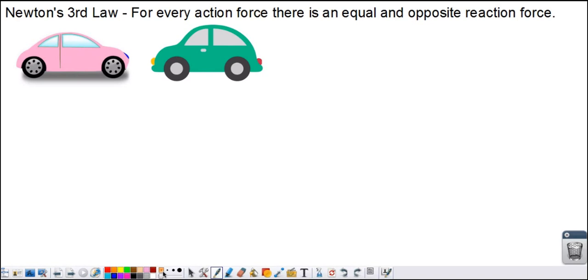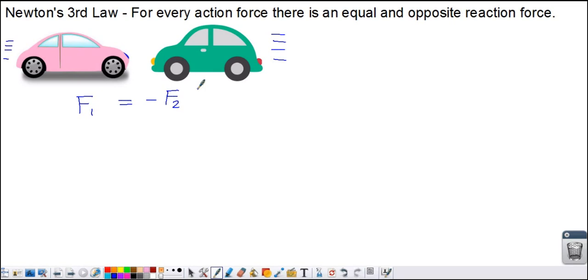Okay, let's say we've got two cars. One car moving to the right, the other car moving to the left, and they collide. What this means is the force that the first car hits the second car with is equal and opposite to the force the second car hits the first car with. Okay? They are equal and opposite forces.